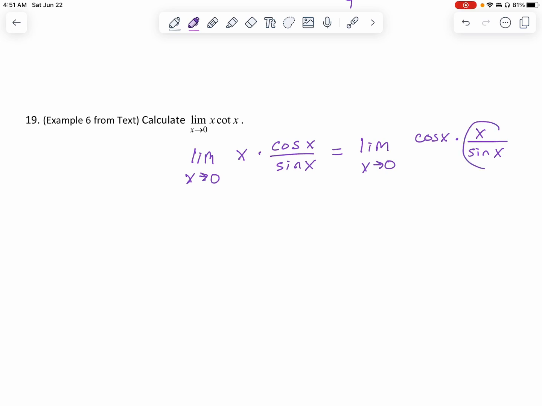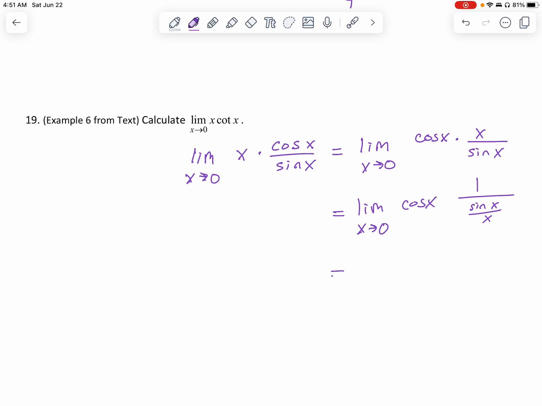And now that I have x above the sine of x, then I know that limit, we already know that limit actually goes to 1. That was one of our bonus limits, but we can also think of it as, this cosine x we'll have no problem with, but I can also think of this as the inverse of sine of x over x.